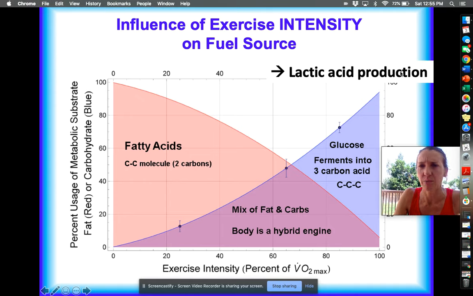So lactic acid production, right? This also corresponds to, well, probably somewhere around here, is going to correspond to most people's anaerobic threshold, where you start making lactic acid, where you are no longer taking in oxygen quickly enough to break down the glycogen all the way through the Krebs cycle, right? So instead, you go into that lactic acid production. Hopefully that makes sense. Let me know if it doesn't.